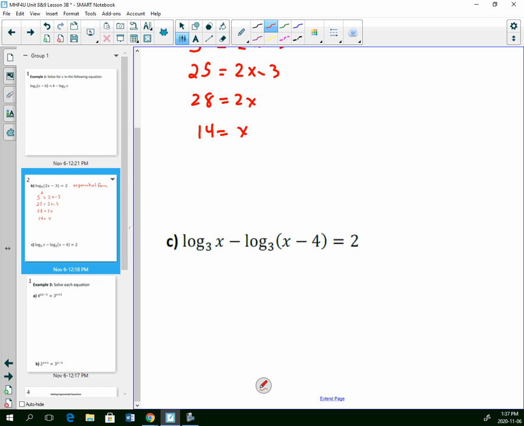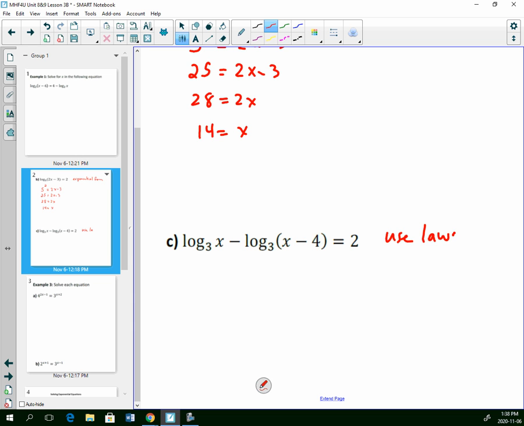Question 2 here, if you have 2 logs, then you want to combine them together to get 1 log. So we're going to use our laws of logs to combine. So it is subtraction, so we will switch that to division. That's not an x, that's a 3. So it'll be x divided by x minus 4.